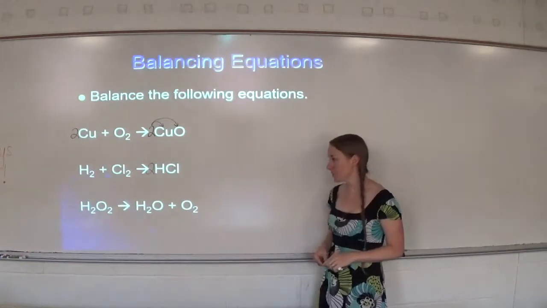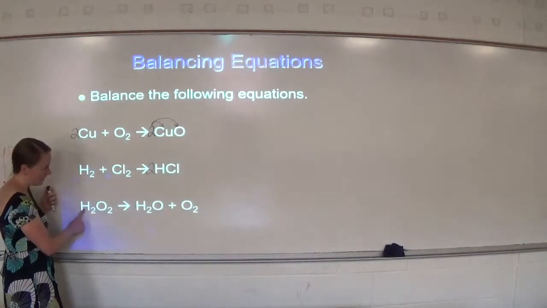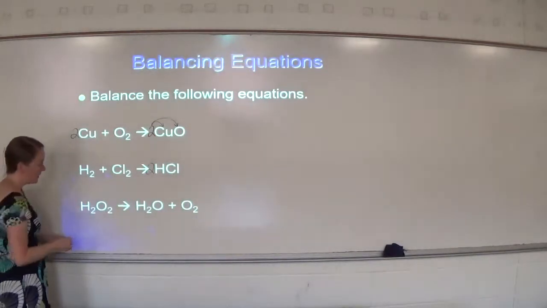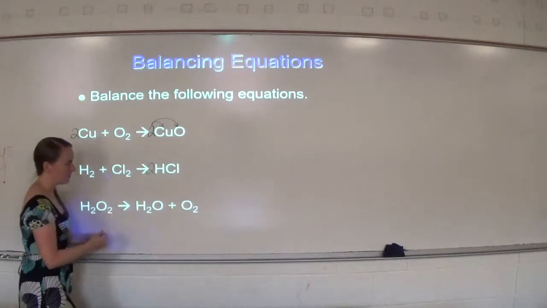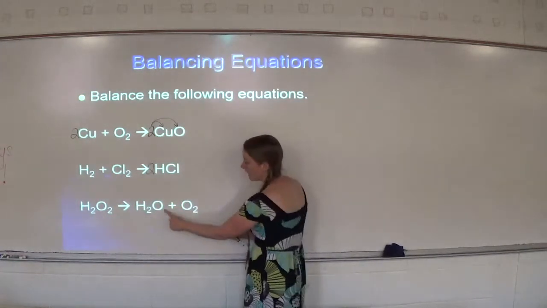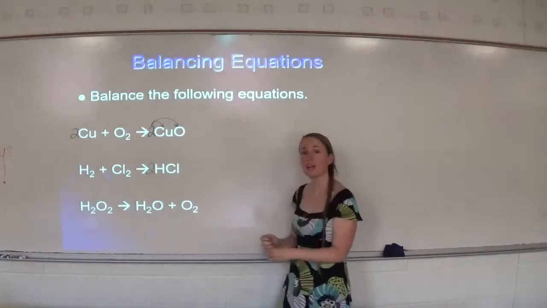All right, so let's look at our bottom one. So for hydrogen, I have 2 hydrogens right here, and here I also have 2 hydrogens. So hydrogen's good to go. For oxygen, I have 2 right here, but on this side I have 3, because if you look, I have 1 right here plus 2 more. So I have 3 oxygens.